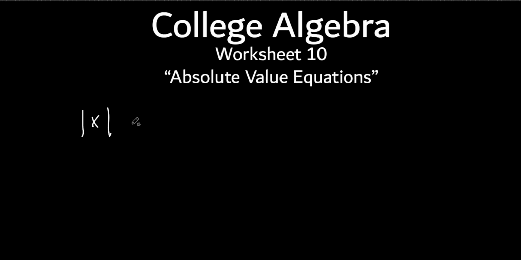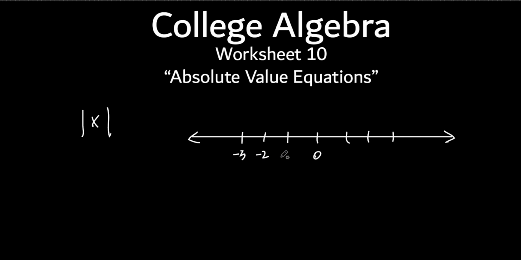Okay, x could mean any number at all, but let's basically talk about what absolute value is. Remember back in your Algebra 1 and Algebra 2 days, you did number lines? Okay, just put a 0 right there. 1, 2, 3. 1, 2, 3. This has to do with absolute values, right? We're not going to graph the absolute values.